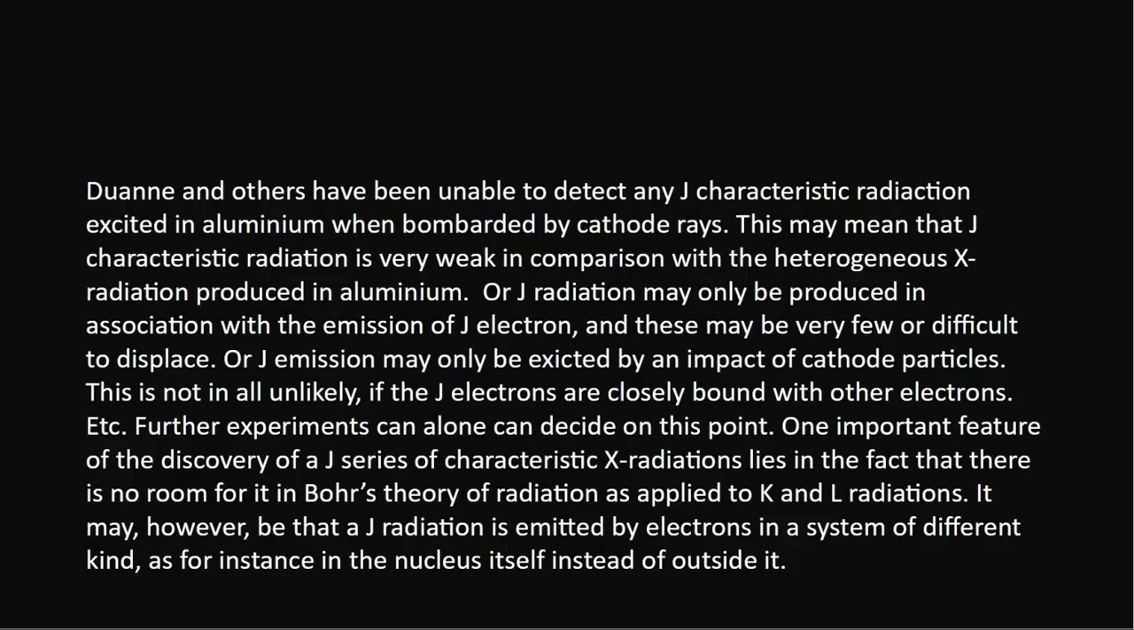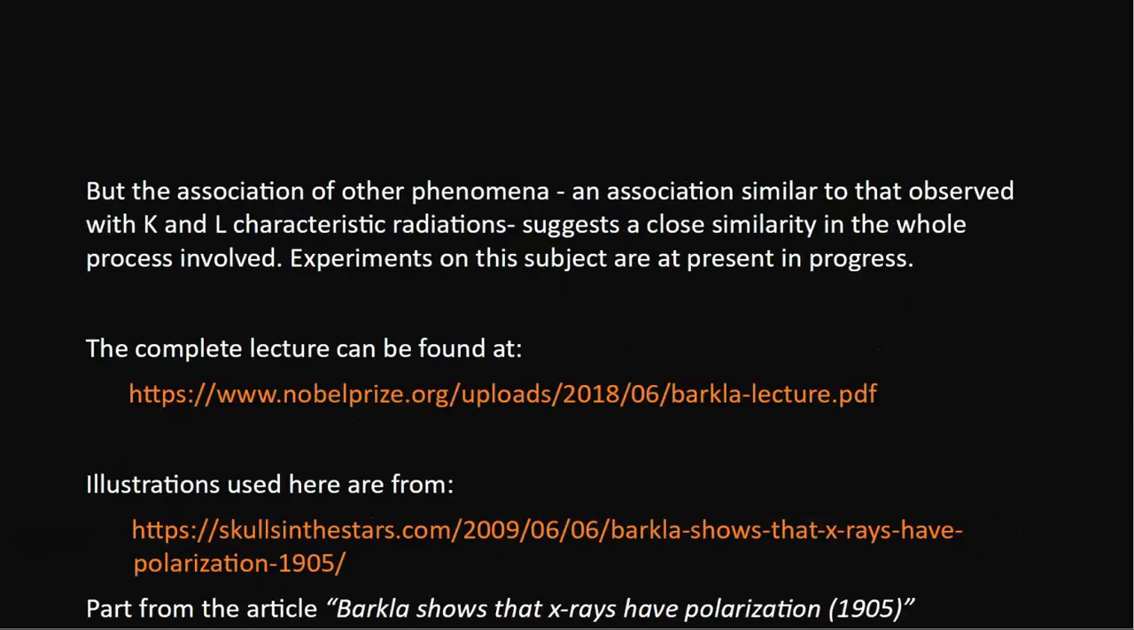One important feature of the discovery of a J series of characteristic X radiations lies in the fact that there is no room for it in Bohr's theory of radiation as applied to K and L radiations. It may however be that a J radiation is emitted by electrons in a system of different kind, as for instance in the nucleus itself, instead of outside it. But the association of other phenomena, an association similar to that observed with K and L characteristic radiations, suggests a close similarity in the whole process involved. Experiments on this subject are at present in progress.